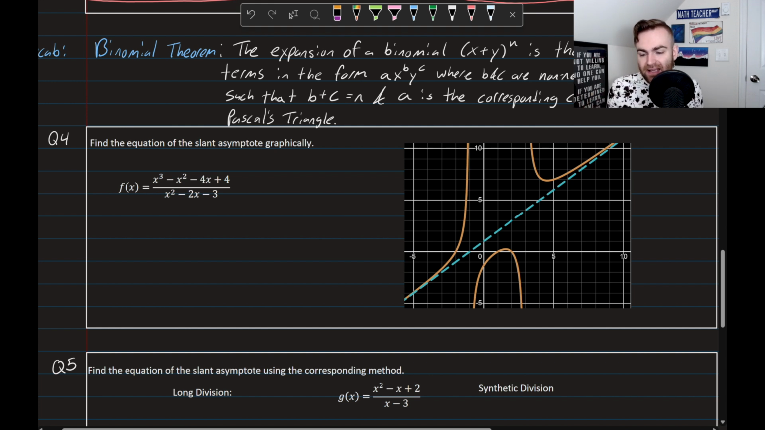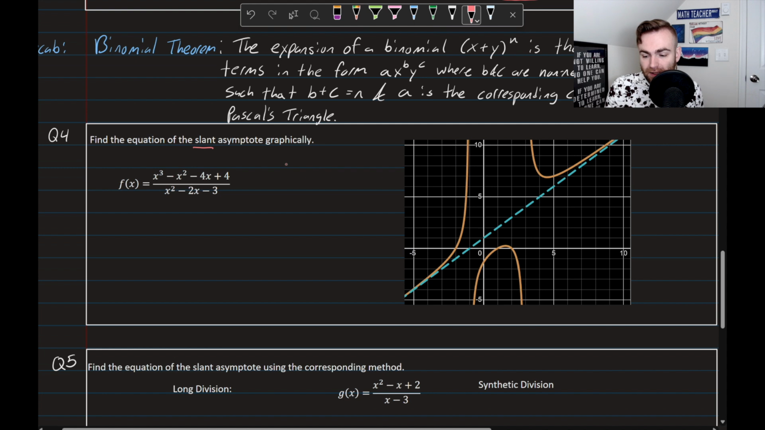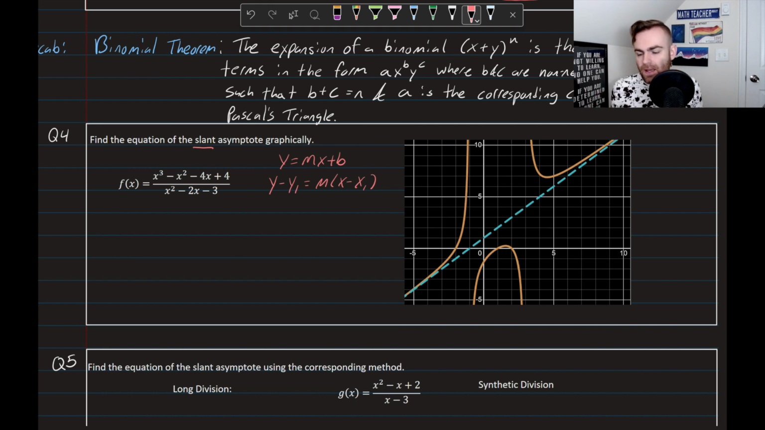So a slant asymptote is always an asymptote in the form of a line. Remember that a line for us is either y equals mx plus b, that's slope-intercept form, or it could be in point-slope form, which is y minus y1 equals m times x minus x1. I do like point-slope form a little bit more if I'm looking at it graphically, because it's nicer sometimes. But I'm going to stick with y equals mx plus b, the slope-intercept form, to kind of drive home what I'm talking about here and the connections between the two different forms.